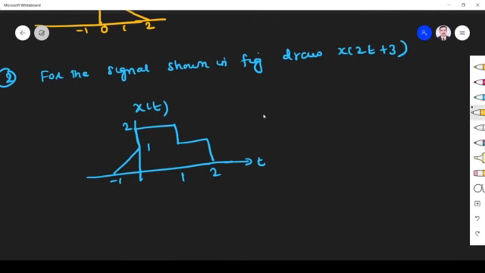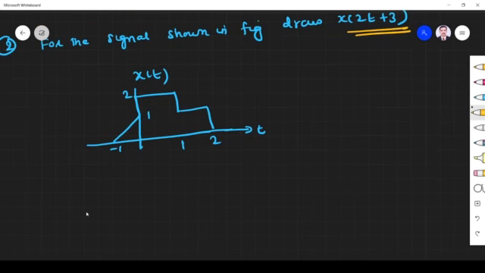Next question, for the signal shown in the figure, draw x of 2t plus 3. Whenever they give shifting and scaling, shifting should be done first, scaling should be done next. So first what we do? Shift. First I have to draw x of t plus 3.